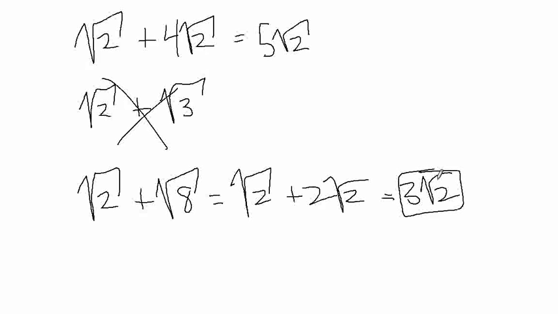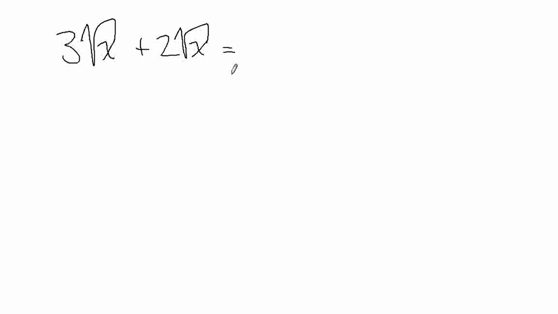So we're going to use the same procedure for radical expressions involving variables. If I wanted to simplify 3 root x plus 2 root x, I have the same expression underneath both radicals, so I can go ahead and combine them. 3 root x plus 2 root x gives 5 root x's.